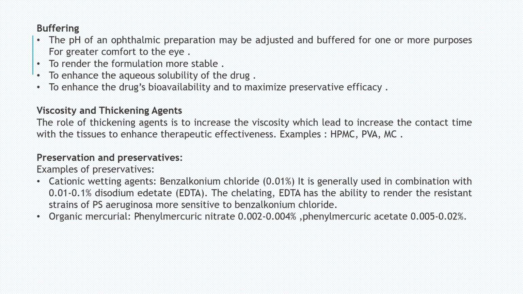Preservatives. To prevent microbial contamination in the ophthalmic preparation, preservatives are added. Example, 0.01 to 0.1% of disodium edetate, benzalkonium chloride, phenylmercuric nitrate, phenylmercuric acetate.